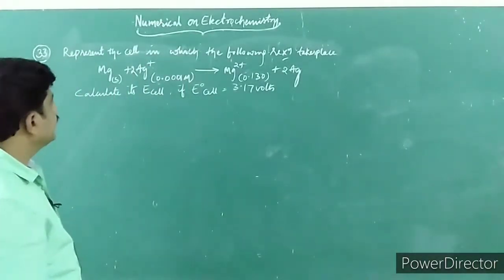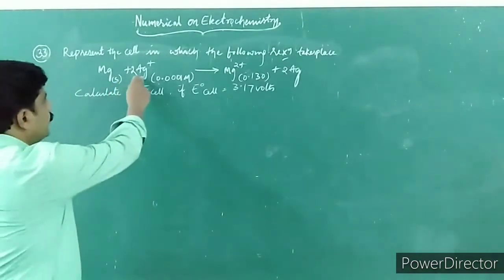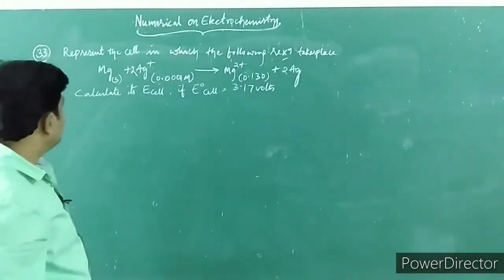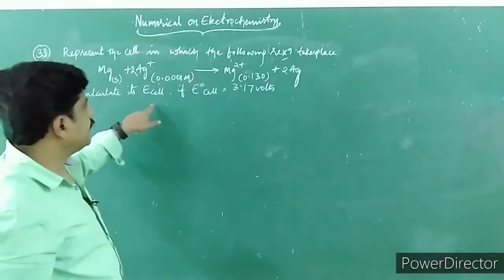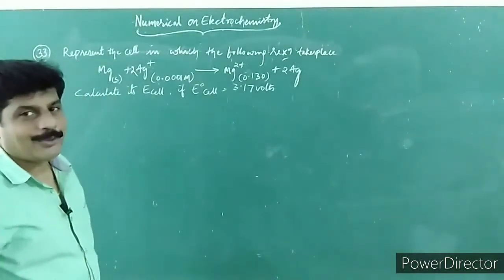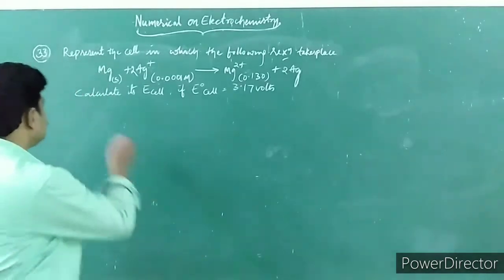Children, let me take up one more numerical. Represent a cell in which the following reaction takes place: Mg plus 2Ag plus giving rise to Mg2 plus plus 2Ag. Calculate its E cell if E naught cell is equal to 3.17 volts. Now no need to find out E naught cell, they have already given the E naught cell. Solution.